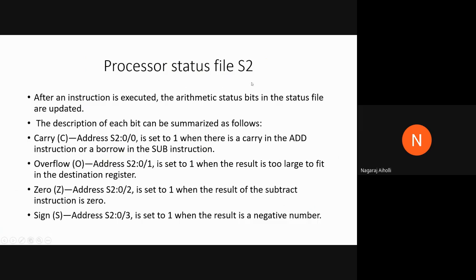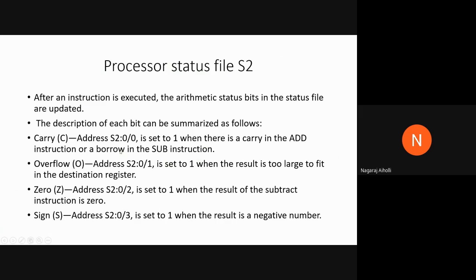Then the processor status file S2. This status file is used to check whether, after adding two numbers, a carry is generated, or whether the value is more than what can be stored in the register, that is the overflow condition. It also checks whether the subtraction of two values provides 0, and whether the sign of the number is positive or negative. All these can be checked using the bits in the status file S2. Let us see these bits.